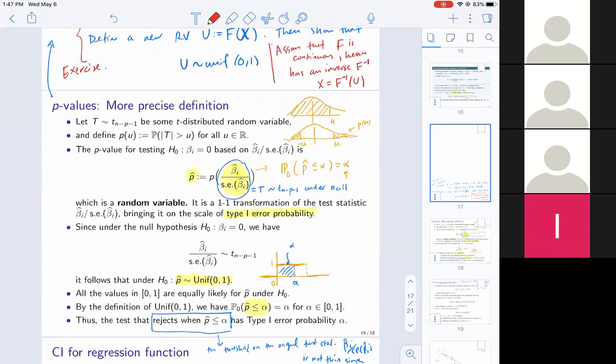Okay, so go over this and then try to prove that yourself, that p hat in this case is uniform under the null. Okay, so we're out of time. I'm going to post these and you can take a look, and if you have questions, let me know either in the office hours or next time we can go over them.